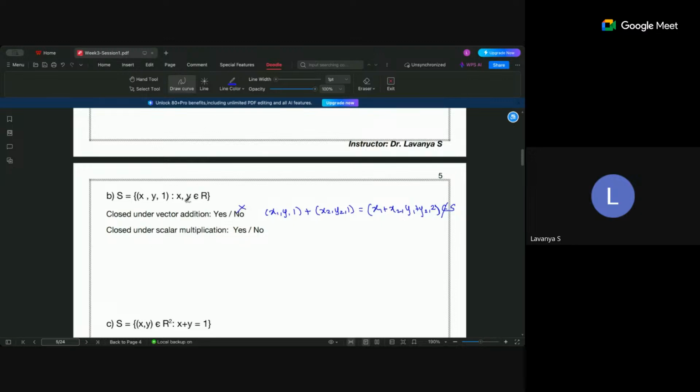What about closed under scalar multiplication? Same thing, ma'am, because of the 2. For example, if you multiply by 2, then you will get 2x comma 2y comma 2. So this element is not in S. So this is not closed under scalar multiplication also.